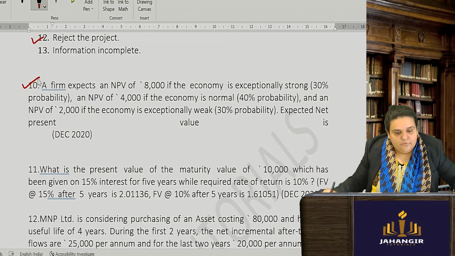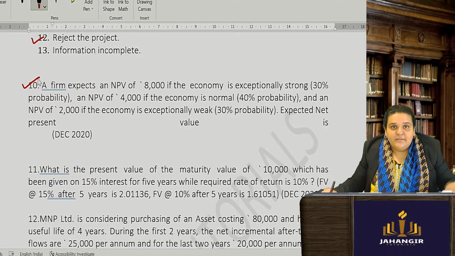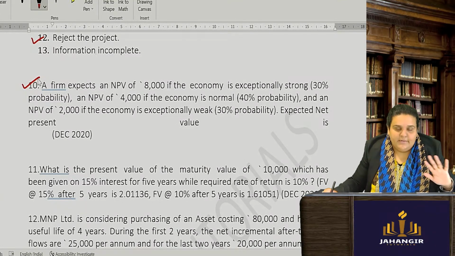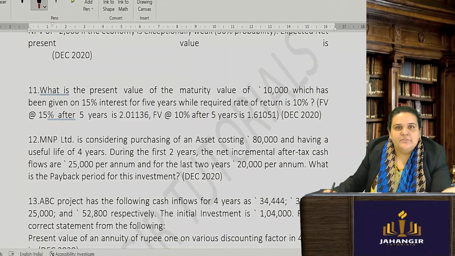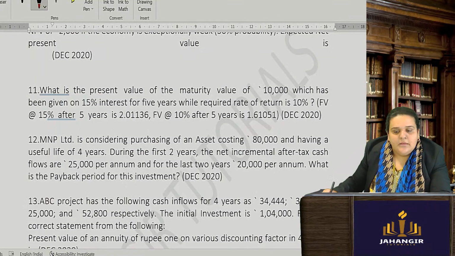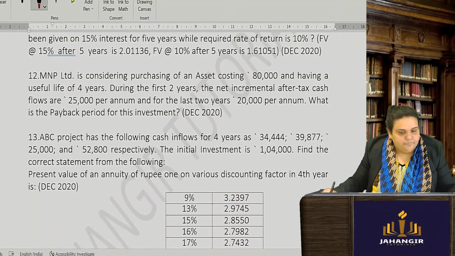Now the next one. Don't worry, the sums which I am leaving right now, I am going to solve them at the end of our session, because they are a little bit different. They are based on simple interest and compound interest, but we will be solving them. Question number 12.